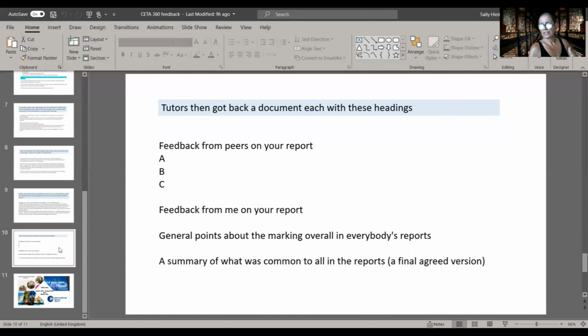So a tutor then got back after all that one document only for themselves with these headings. It had the feedback from peers, person A, person B, person C, and then had feedback from me. It then had the 8 general points that we would highlight or add into our normal document, and then the summary of what was coming through in all the reports. And so that's what we did and how we did it.